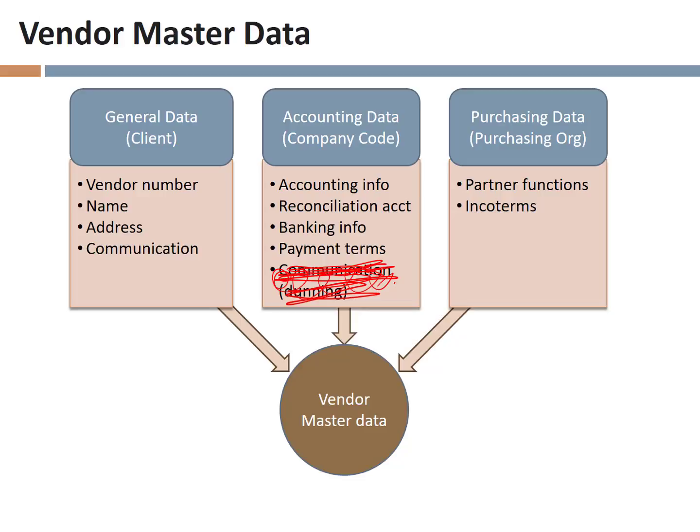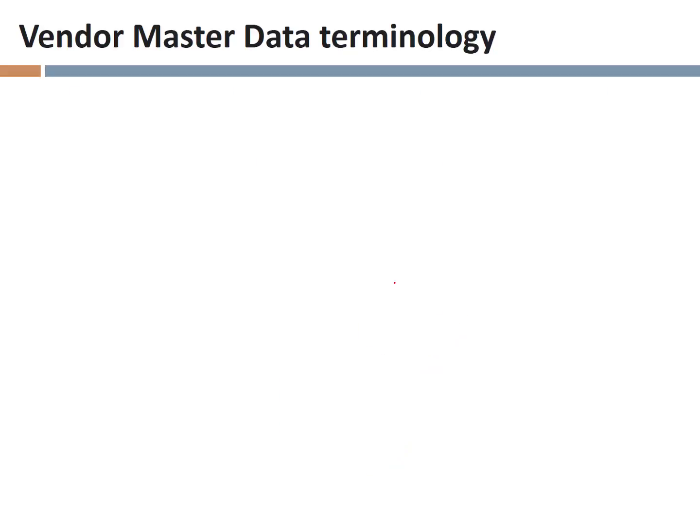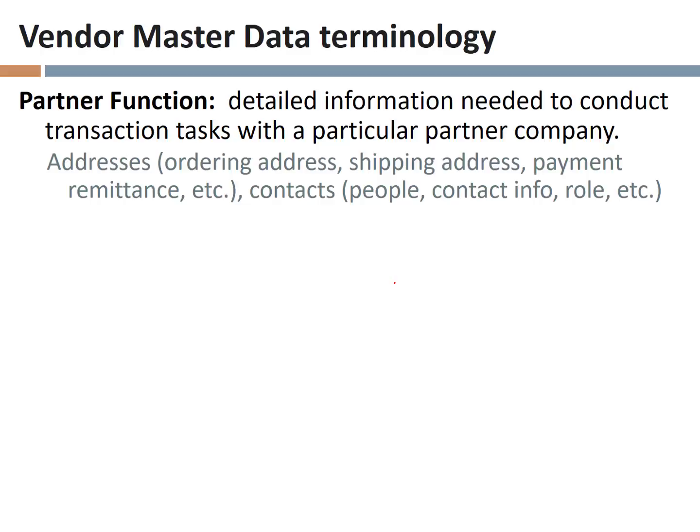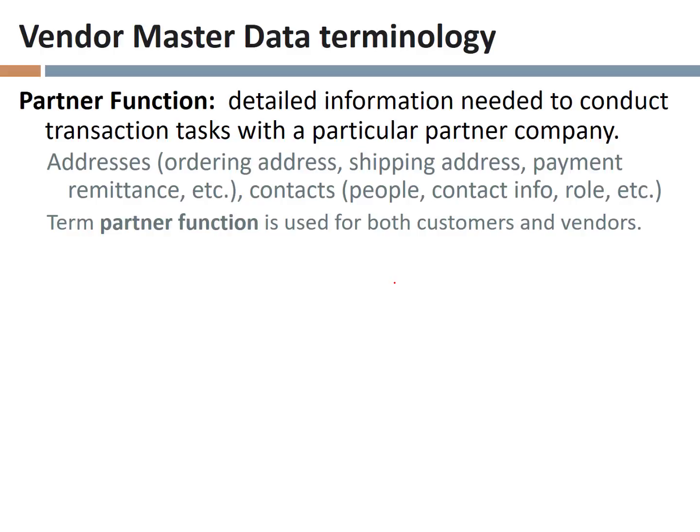Purchasing data, as I was talking about, includes things related to our purchasing interactions. The two things listed there, partner functions and Incoterms, are new things for us to talk about, so let's talk about those this morning. Partner function, what is that? That is a general term that we use to describe information that we have to keep track of just in order to handle the logistics of doing business with another company. This term is used for both customers and vendors.